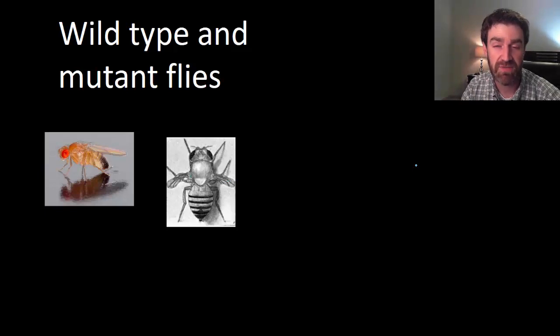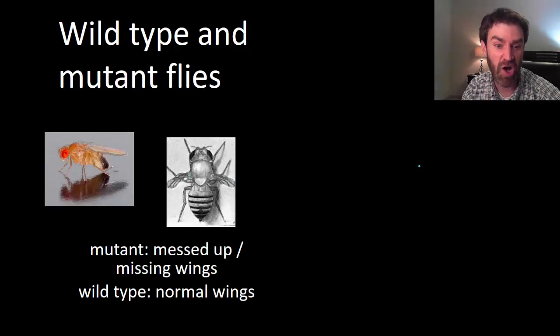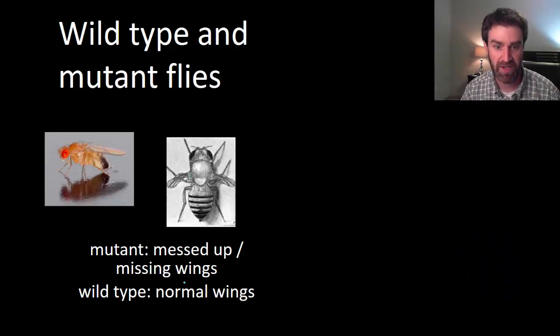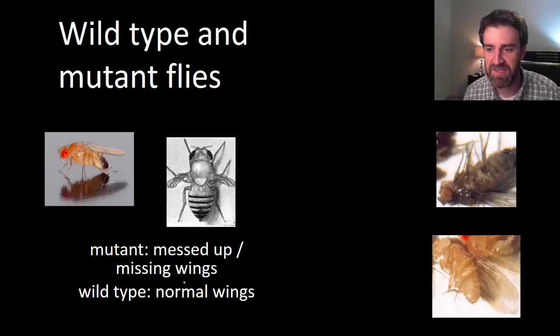In some years we even use flies that don't have any wings at all. So the mutant trait might be messed up wings or even missing wings. They really just look like little ants crawling around, versus the wild type trait, which is going to be having normal wings. Okay. Another type of fly that we might see might be variations in their body color.